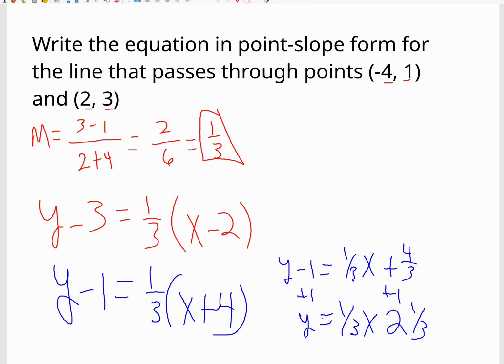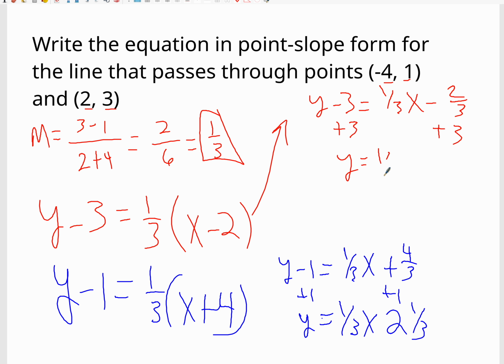So now I'm going to do this one up here. y minus 3 equals 1/3 x minus 2/3. Okay, add 3. So y equals 1/3 x, and then 3 minus 2/3 would be 2 and 1/3. 2 and 1/3, okay? So they come out to the same thing, and it wouldn't matter.